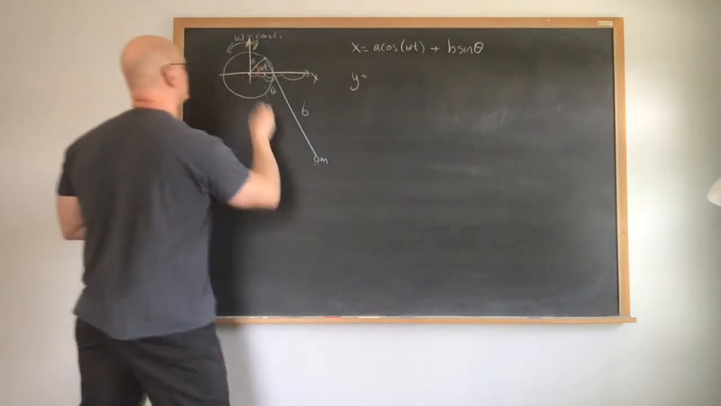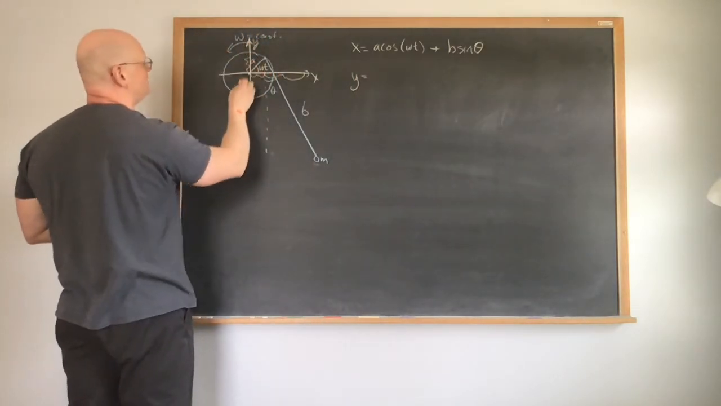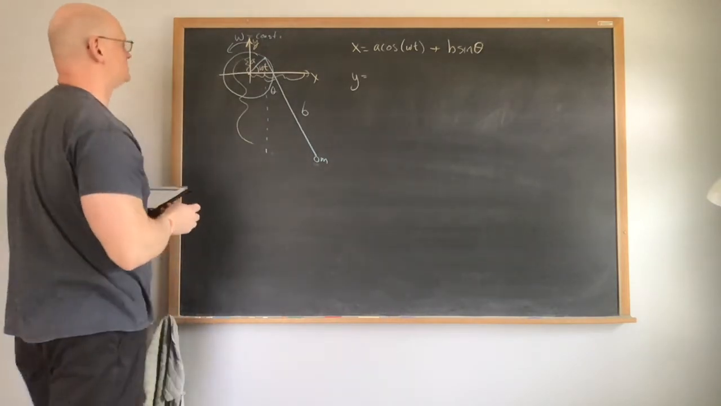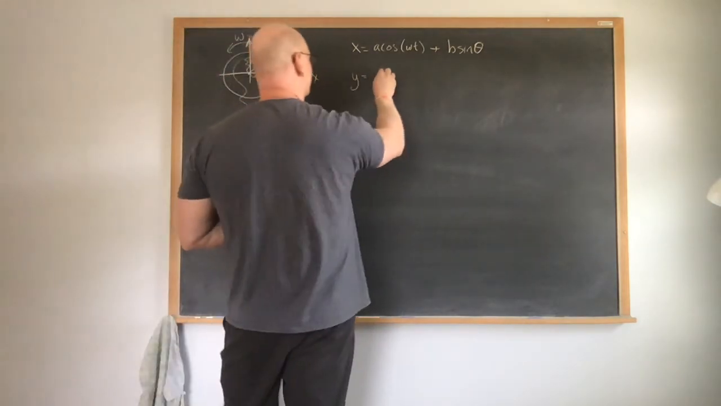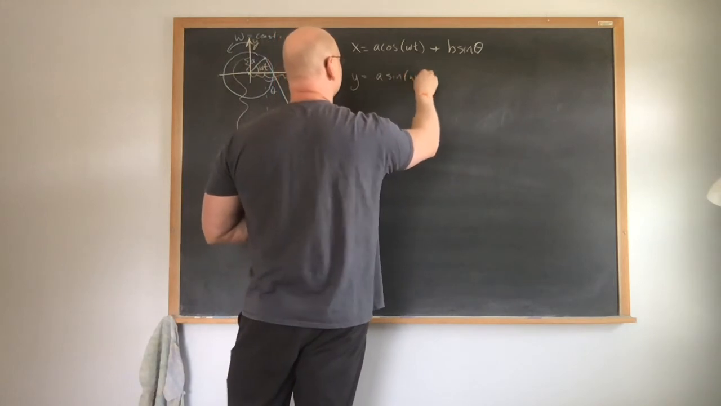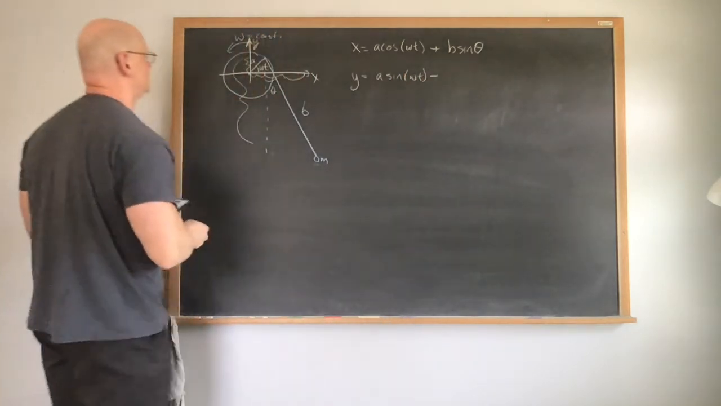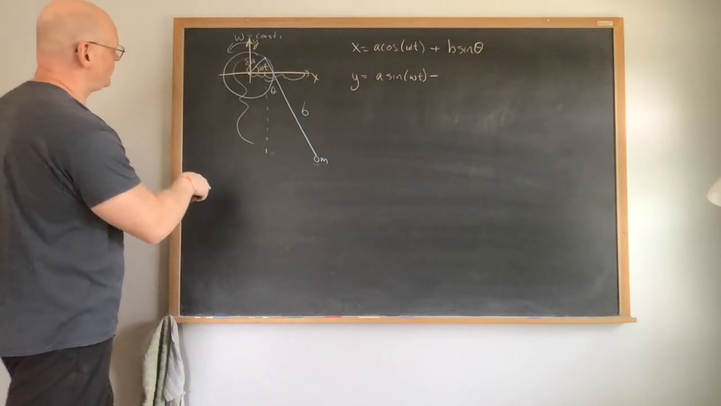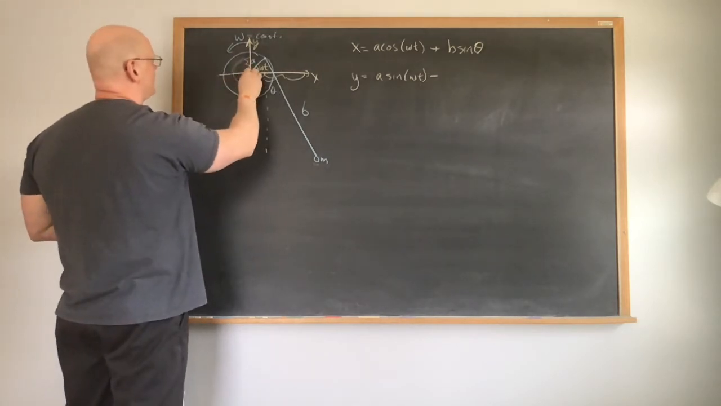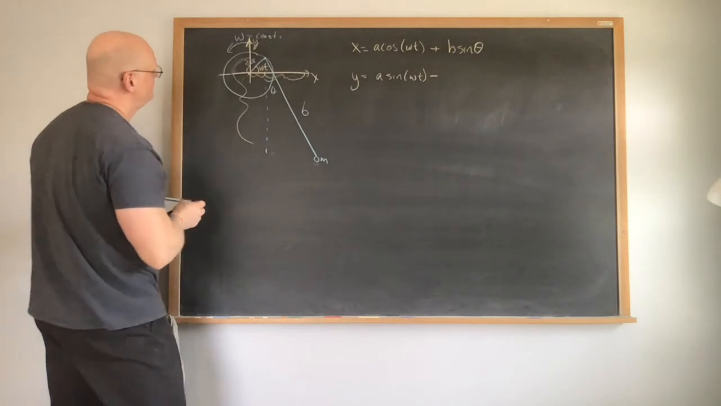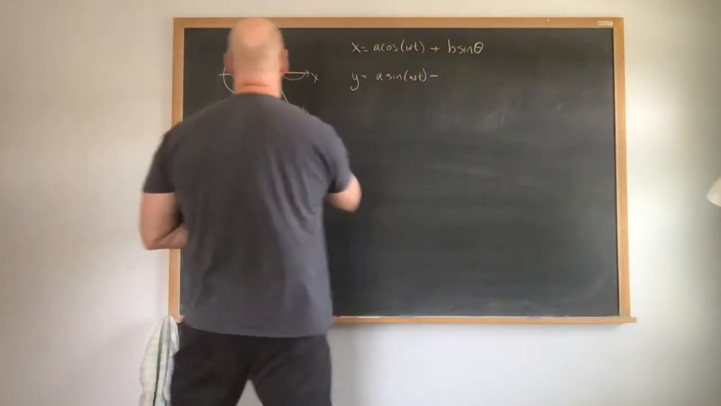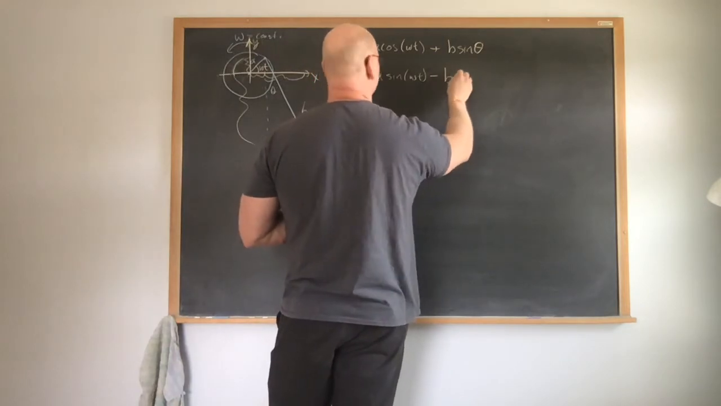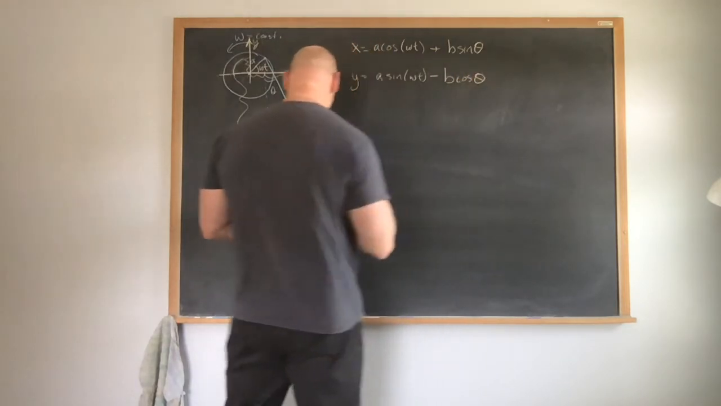Y then is going to be what? This portion here plus this portion here. So in this case, this is going to be a sine of omega t minus, because overall I'm going to subtract that particular point, minus that entire thing. So it's going to be minus b cosine of theta.